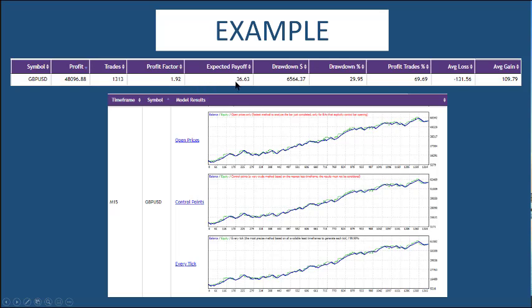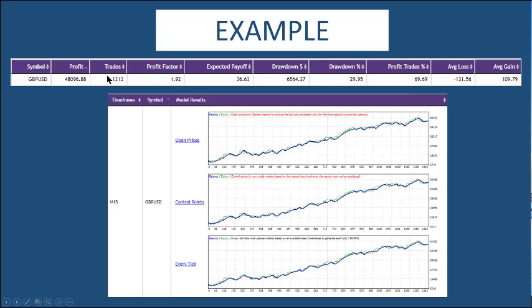Then the expected payoff, that's the one that I spoke about. How that number is calculated is very easy. You take the profit divided by the number of trades and you get an answer, and that's the expected payoff. As I say, anything under 10, just be very wary of, very unlikely to succeed. Then the drawdown during that particular period, there it is at 6,000.